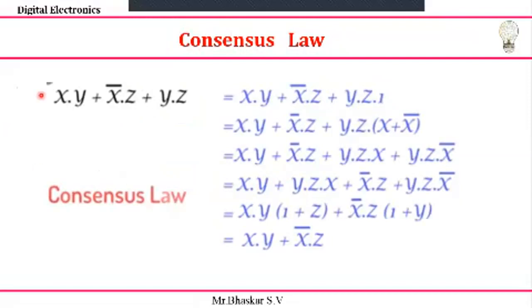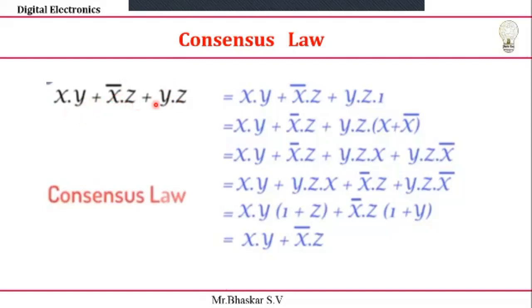Next, consensus law. Here what I'm going to do is xy. Keep in your mind how to remember this one. X dot y plus x bar dot z plus yz. Now along with the x you have a y, right? Along with the x bar you have a z. Now this yz will come here, right? Plus yz, and easily we can remove this yz, leaving xy plus x bar z.